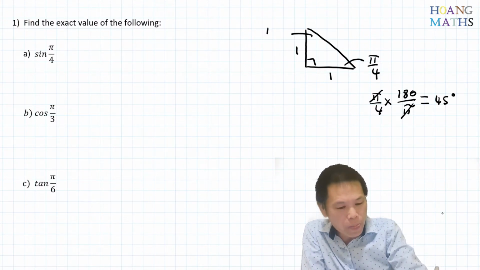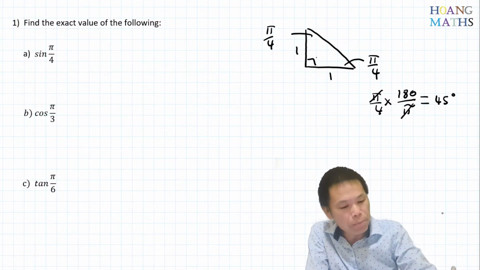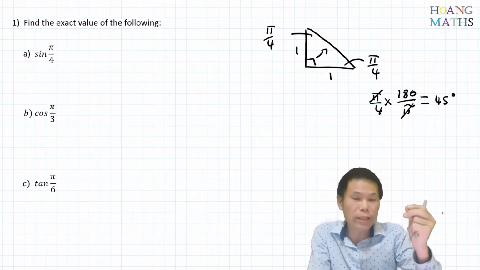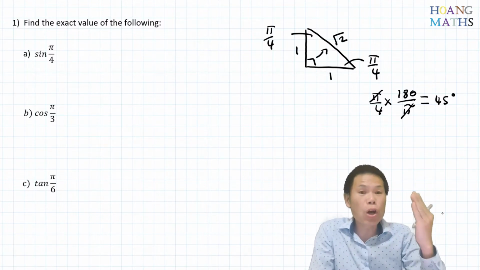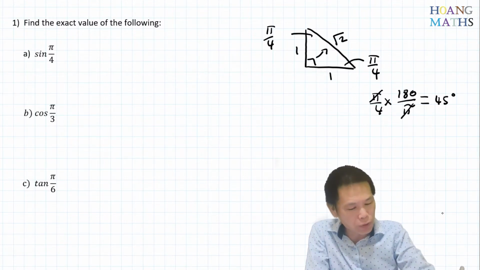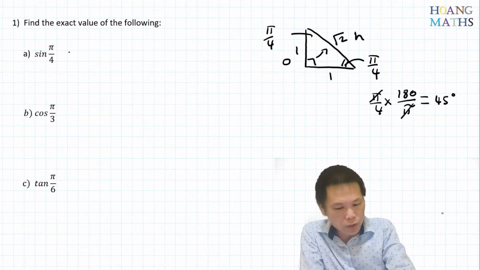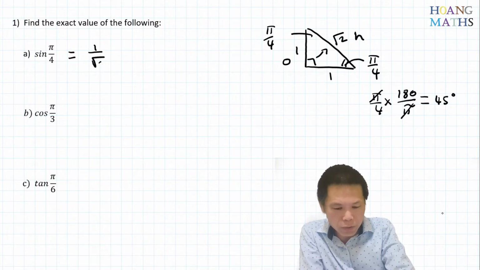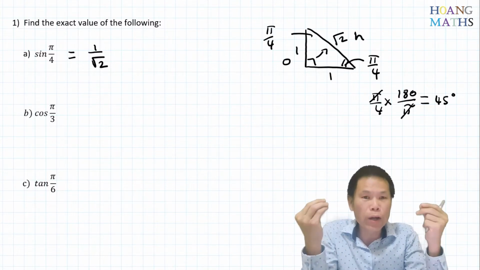So pi over 4, this is pi over 4. And we can find the hypotenuse by using Pythagoras' theorem. 1 squared plus 1 squared is 2. So we want exact, so root 2. So now sine is opposite over hypotenuse. So opposite is this one here, and then hypotenuse is here, root 2. So that means opposite over hypotenuse, so 1 over root 2. There you go. Sine of pi over 4 is 1 over root 2.